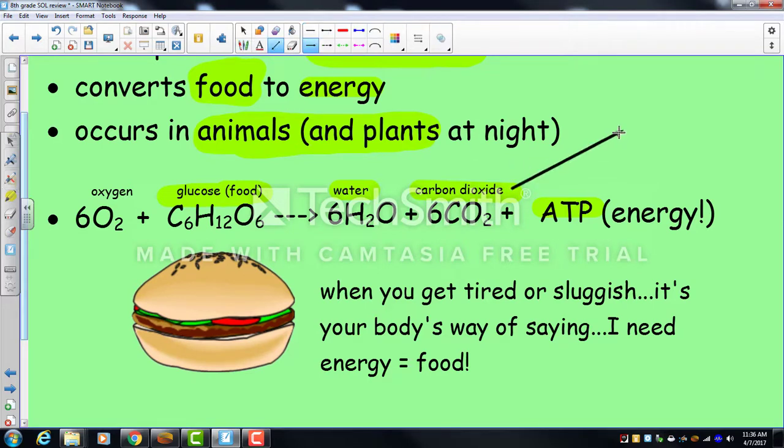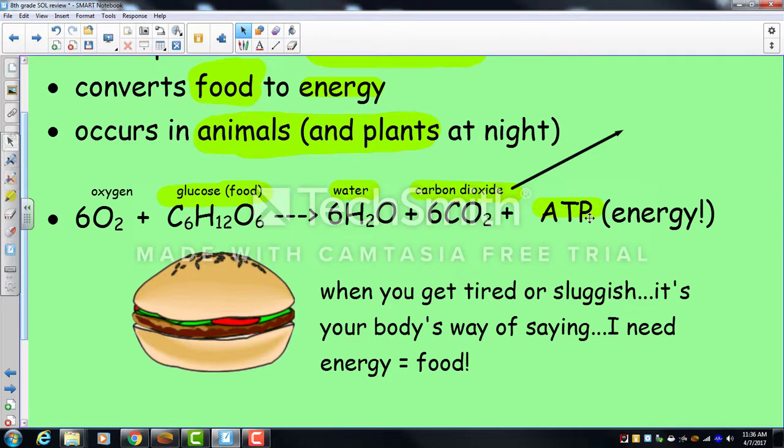Let's see. Draw an arrow that goes out of our body. It is a toxic gas. We exhale every time we breathe out. We give off CO2. Whenever we talk or if you blow up a balloon, it's CO2 that is leaving your nose and your mouth. Now, lastly, the whole reason for this reaction, energy.